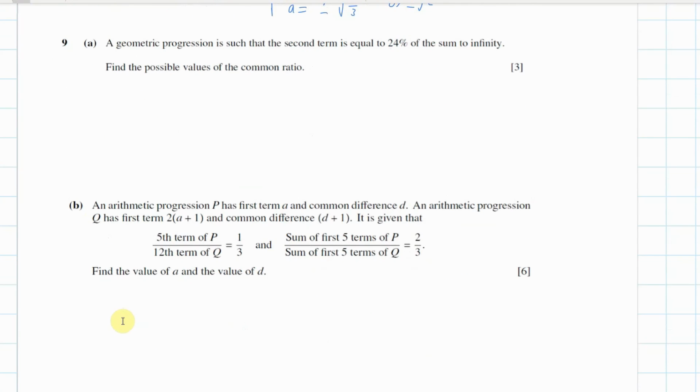Geometric question. A geometric progression is such that the second term is equal to 24% of the sum to infinity. Find a possible value of the common ratio. Okay, well, ar, that's the second term, equals 24 over 100 times a over 1 minus r, which is the sum to infinity. Right. Now, probably I could just times both sides by 100. So I could get 100 ar equals 24a over 1 minus r.